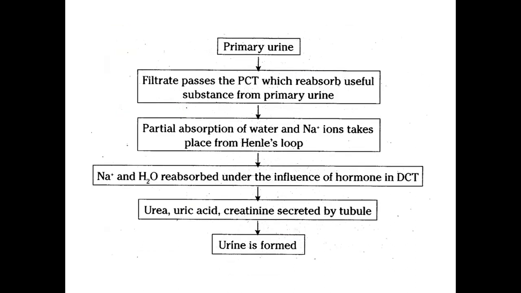This is a summary of the primary urine and how it is passing. The filtrate passes the PCT, which reabsorbs the useful substances from the primary urine. Partial absorption of water and sodium ions takes place from Henle's loop. This is important to remember, from where things are getting absorbed and reabsorbed. Sodium ions and water are reabsorbed under the influence of hormone in the DCT. Urea, uric acid and creatinine are secreted by the tubule, and lastly the urine is formed. So this is how urine formation takes place in the human system.